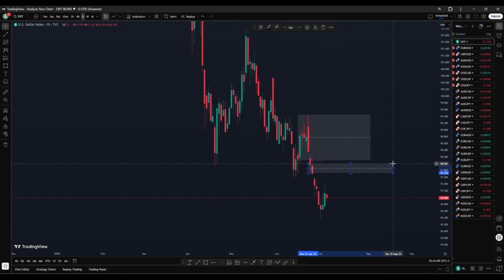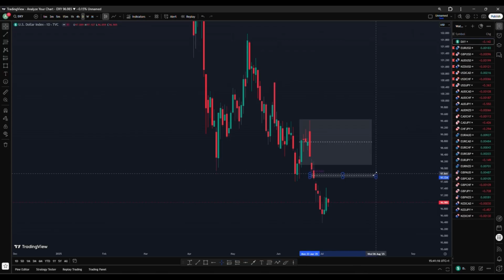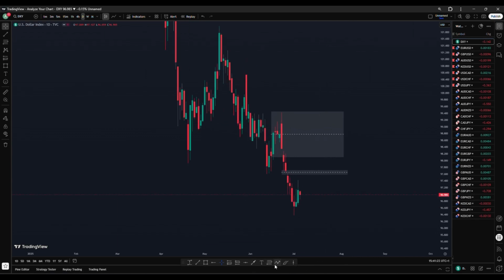So what I'll be looking forward to is for price to return to any of these points of interest, either the order block or the fair value gap, which we have right here. So this fair value gap or this order block. So what I want to see happen is this. We want price to retrace to either this level or this level before moving down.